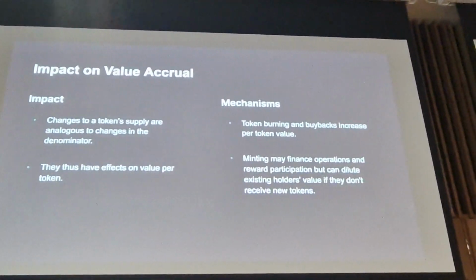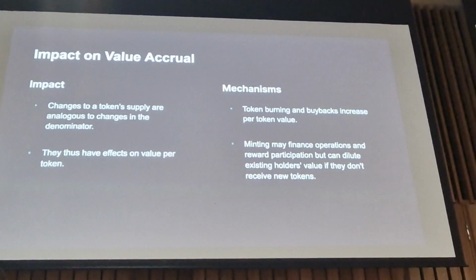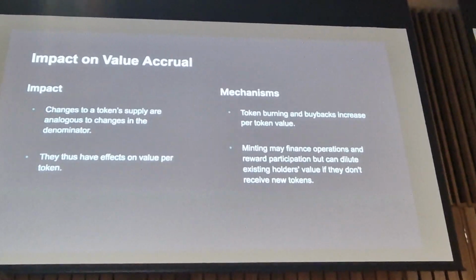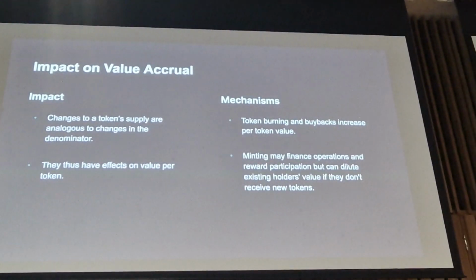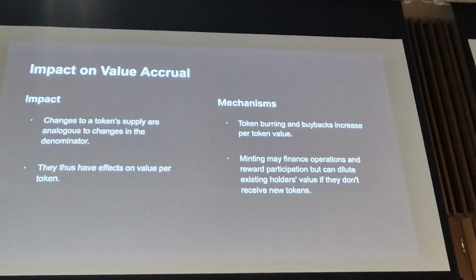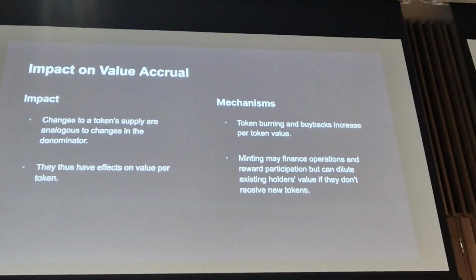Ultimately, supply matters and is relevant to value accrual, particularly on a per token basis. So changes to token supply are analogous to a change in the denominator. So all else being equal, token burning and token buybacks can increase per token value. That's kind of the core takeaway of this slide.